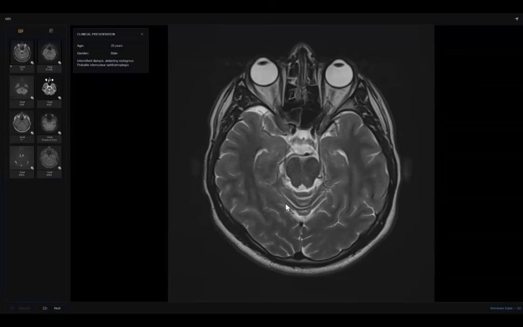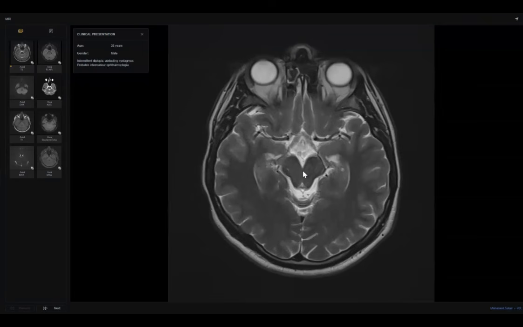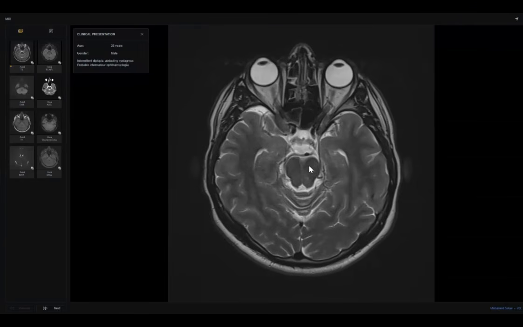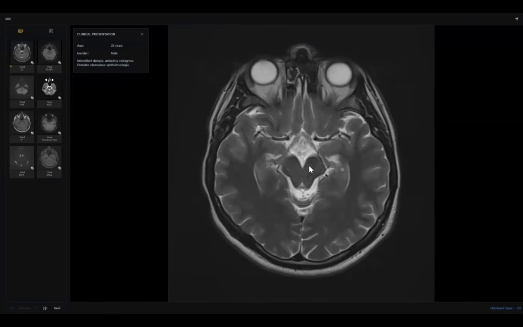Where? In the interpeduncular region, like in this region. Yes, very characteristic. The only cranial nerve that arises from the anterior midbrain.